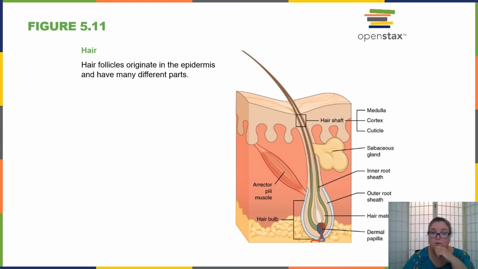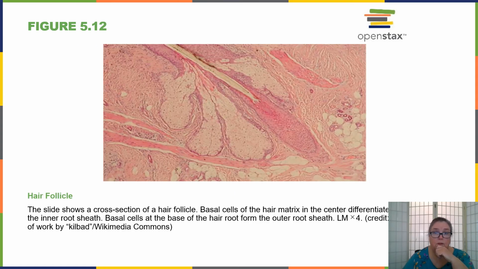All right, there's a closer look at the hair follicles. And we have the outer sheath, inner sheath. There's the sebaceous gland, right, and the hair shaft. Here we can see the dermal papillae between those layers. There we see a nice sebaceous gland.